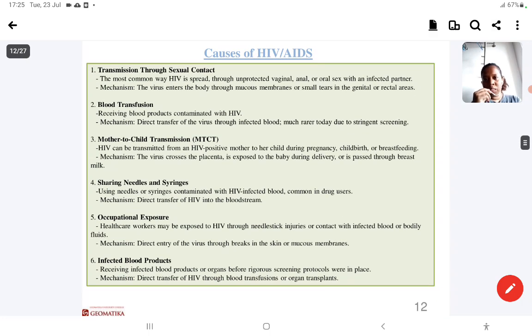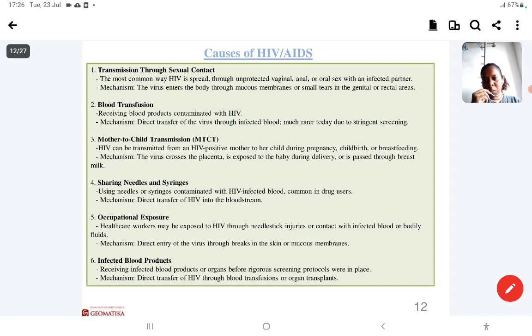So next will be the causes of HIV and AIDS. First will be the transmission through sexual contact and blood transfusion, which is receiving blood products contaminated by a person who is HIV positive. Mother to child transmission, which we discussed just now, and sharing needles and syringes contaminated with HIV infected blood, which is common with drug users.